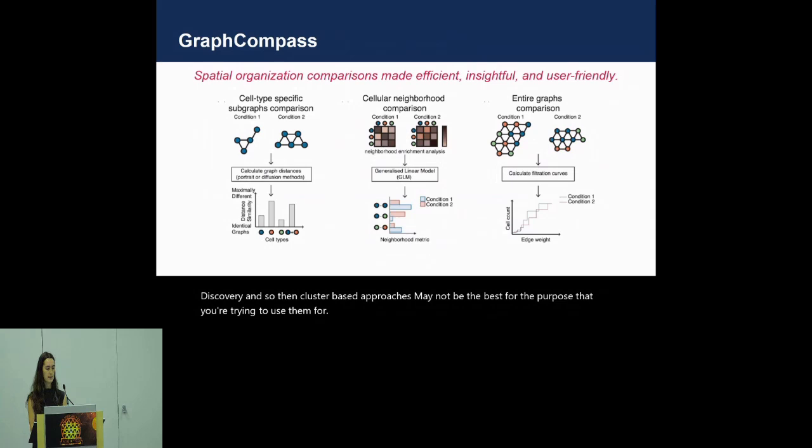So with GraphCompass, our goal was to provide these methods that require little to no optimization, that are easy to use, and that provide intuitive visualizations. So I'm going to walk you through some of these methods here. And my goal here is to provide an intuitive explanation. For more mathematically rigorous explanations, I will refer you to the paper, but let me provide you some intuition. If you're interested in the organization of a particular cell type, we can build these cell type graphs, and we can compare them with each other using something called a portrait method.